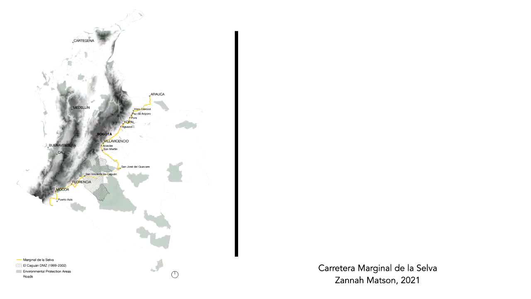So this is the road that I'm talking about. It's a really unassuming stretch of road, but it's part of this larger highway project called the Marginal de la Selva. Before I dive into the histories of that road and how it was planned, I do want to take a moment to pause and think about the region, and the amount of deforestation that's happening there, because it is alarming.